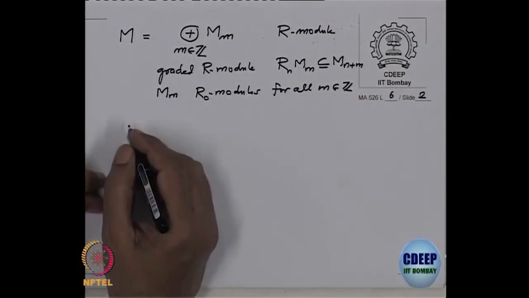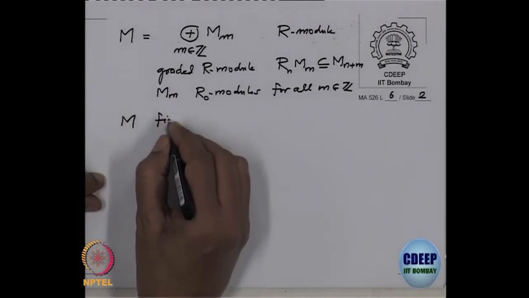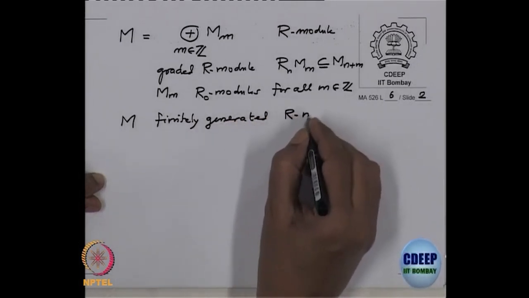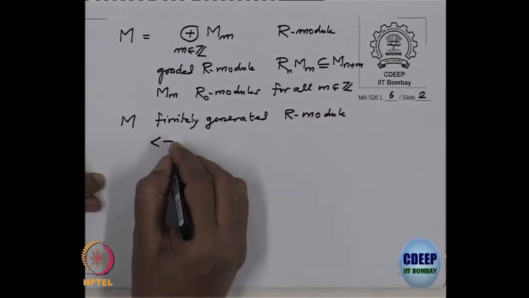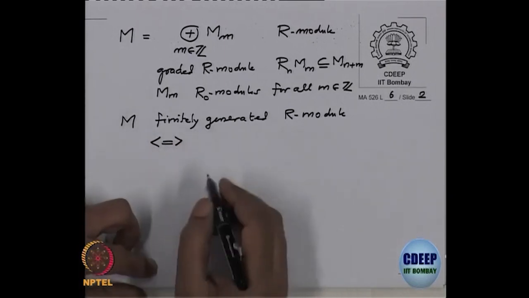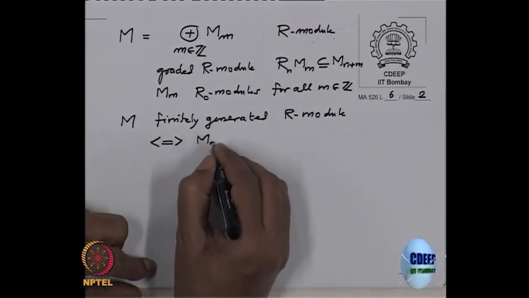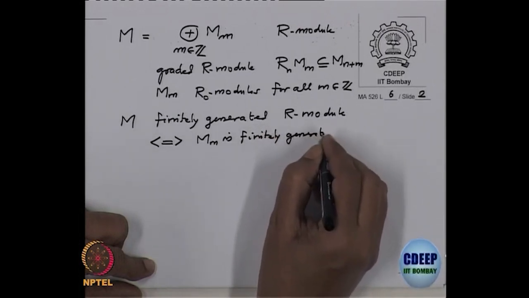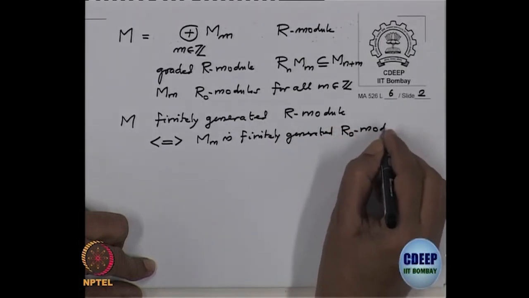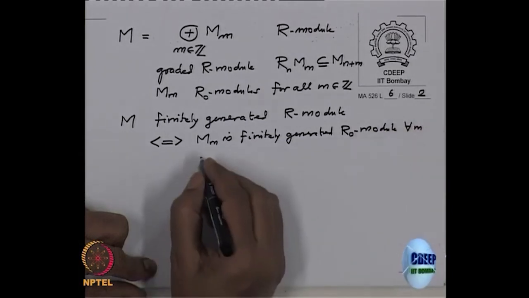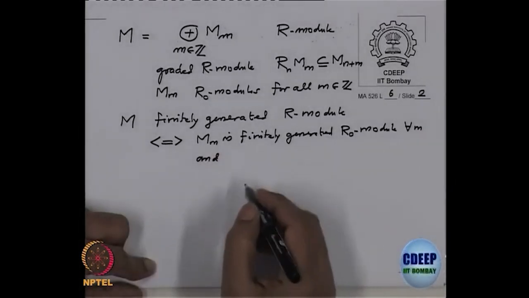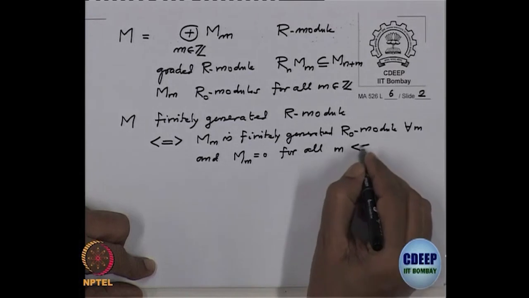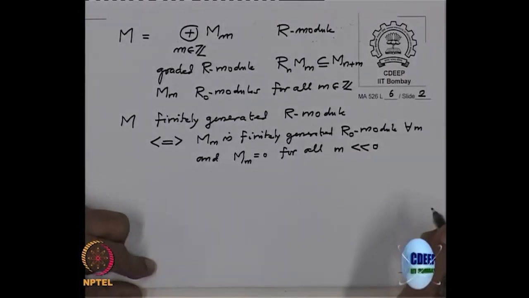And now we also make the standard assumption that M is a finitely generated R module. This is equivalent to each Mm being a finitely generated R naught module for all m, and for large negative m, Mm is 0, that is, for all m sufficiently large negative.